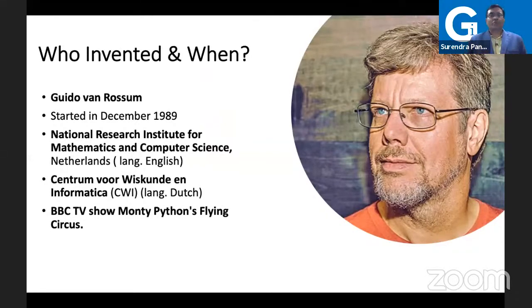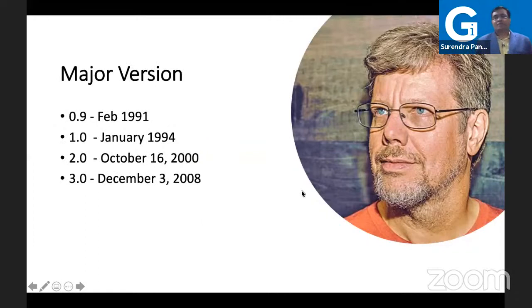While writing the interpreter, he started building step-by-step versions of Python, and there are various versions available. Let me briefly tell you about the major versions of Python. The first major version is 0.9, which came in February 1991. Afterwards, 1.0 came in 1994. Then the 2.0 version came in the year 2000, and the 3.0 version, the 3.x version which we are using right now, came on December 3, 2008.